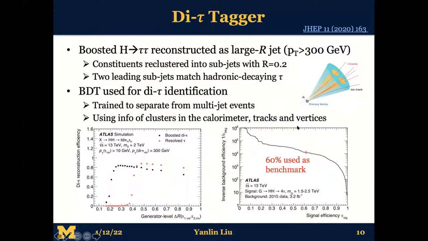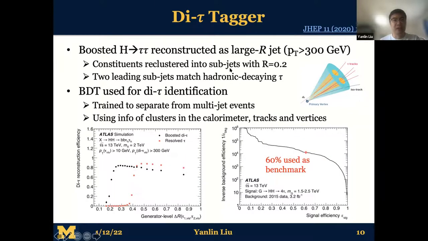Oh, okay. So now I want to talk about the tau tagger. So here, the boosted Higgs to tau tau is reconstructed as a large object with pT greater than 300 GeV. The plot on the bottom left shows you the tau reconstruction efficiency as a function of the delta R. As we can see, for the very small delta R region, this boosted tau has a pretty large improvement in terms of the reconstruction efficiency. Then the second stage is for tau identification. A BDT method is used. It's trained to separate from the multi-jet events and also using the info of clusters, the tracks and the vertex. So as shown in this plot on the bottom right, this 6% working point is used as a benchmark.